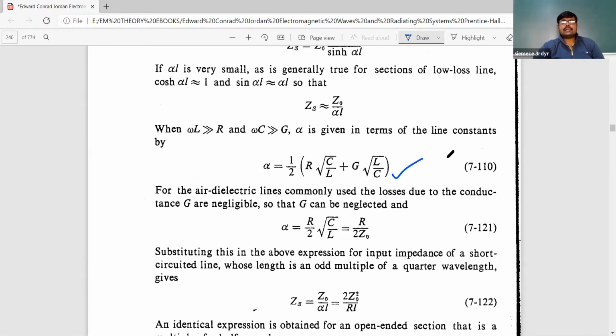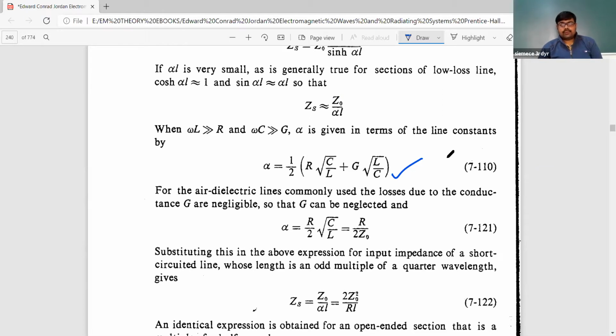When omega L is far greater than R and omega C is far greater than G, alpha is given in terms of the line constants. This is the condition we have mentioned, that is equation number 7110. Alpha equals half into R into root over C by L plus G into root over L by C.